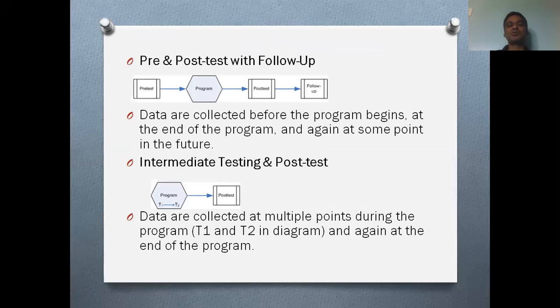Again, pre and post tests can also be done with a follow-up, and you can also do training evaluation with intermediate testing. When the training program is going on, at that time also you can test the effectiveness of the program. And again, as a pilot testing, you can do the evaluation. Then afterwards you can do the pre-testing and also the post-testing. Then intermediate testing can also be done. So this is another method of doing the training evaluation.